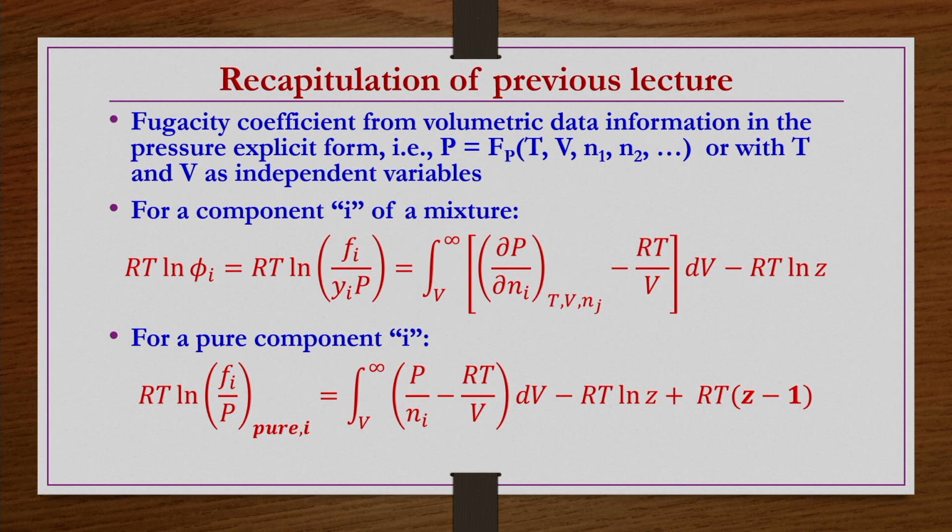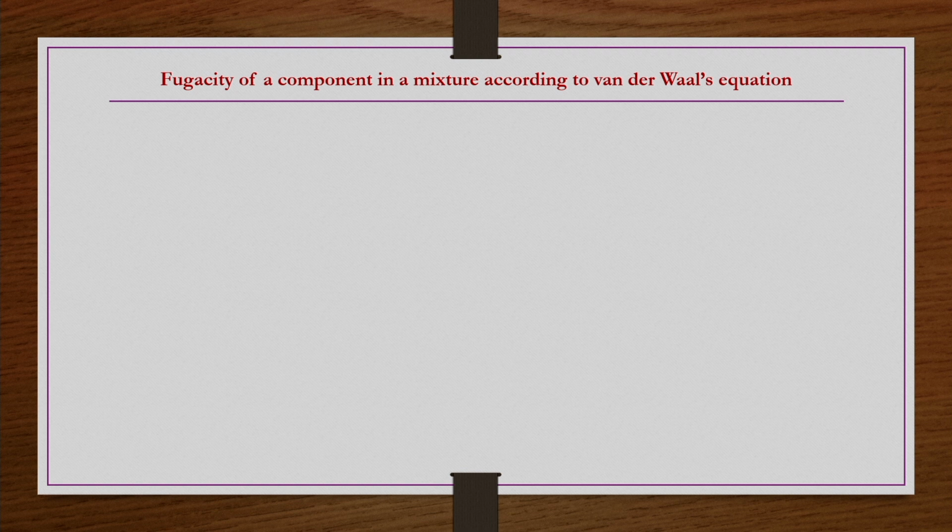Okay. So, now what we do? We take a few equations of state and then try to derive the fugacity coefficient of a component i in a mixture, as well as the fugacity coefficient of a pure component i. Those things we will take now. So, the fugacity coefficient of a component in a mixture according to the van der Waals equation.